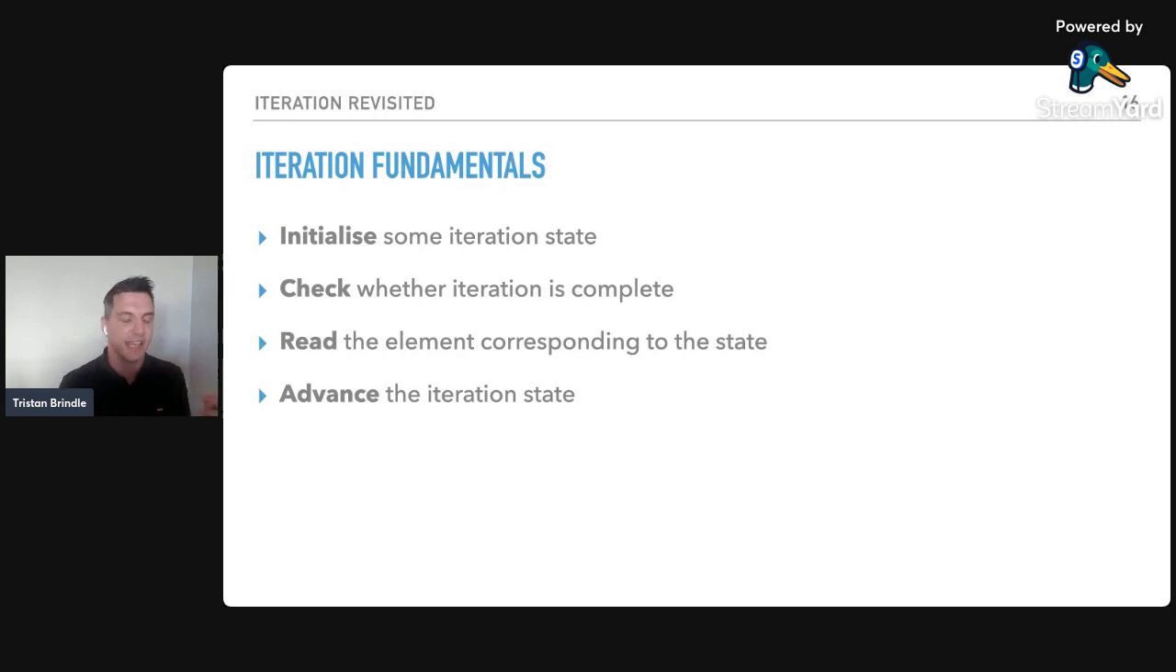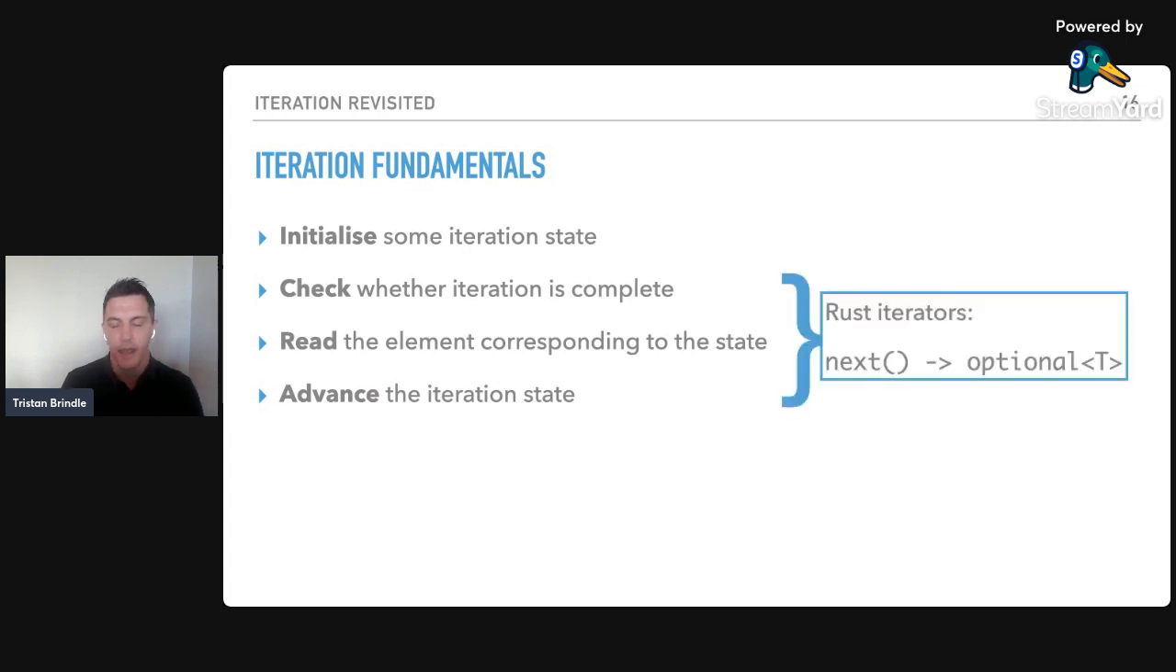But what's interesting is that we don't actually need to provide them as four separate functions. In particular, some people might be familiar with the Rust iteration scheme. And the way that works is that there is just one function called next that returns an optional in C++ terms, and this performs the check, read, and advance operations in one function call. Okay, it fuses these operations together.